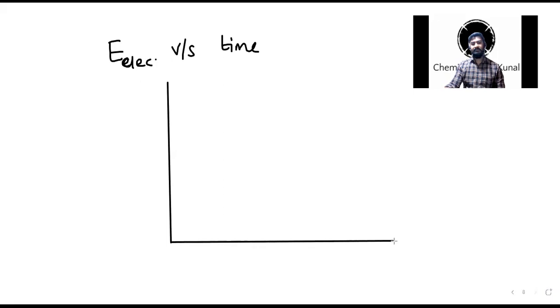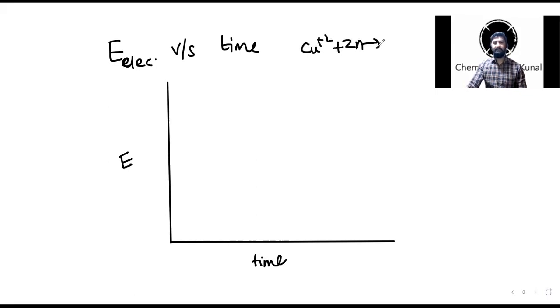Okay, so here we are plotting a graph of potential versus time. As we know, for Daniel cell, copper undergoes reduction and zinc undergoes oxidation. We are aware of it, right? We know it very well. So zinc will become zinc 2 plus, and copper, sorry, copper 2 plus will become copper.